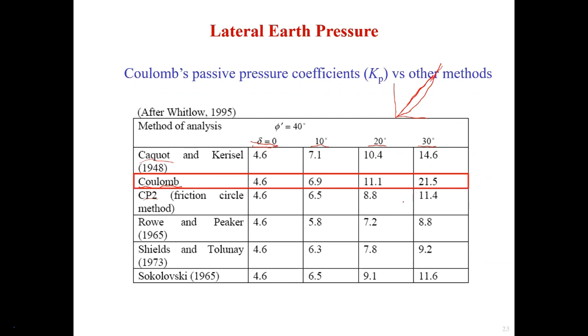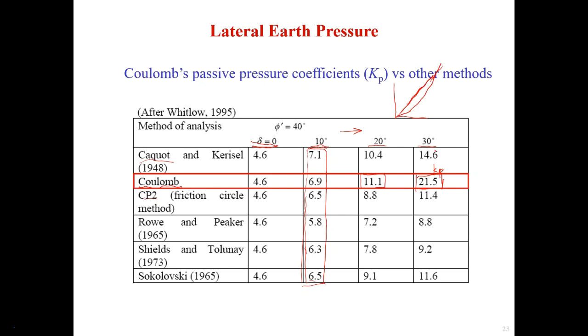We also noticed that the overprediction becomes serious when delta is large. When delta is equal to zero, you see the Coulomb prediction is not very bad, with a similar, almost identical value. Even when the delta angle is small, the prediction from Coulomb's method is not too bad at all. But with further increase, the difference becomes greater. When delta reaches 30 degrees, there is a huge discrepancy for KP between the Coulomb method and the other methods.